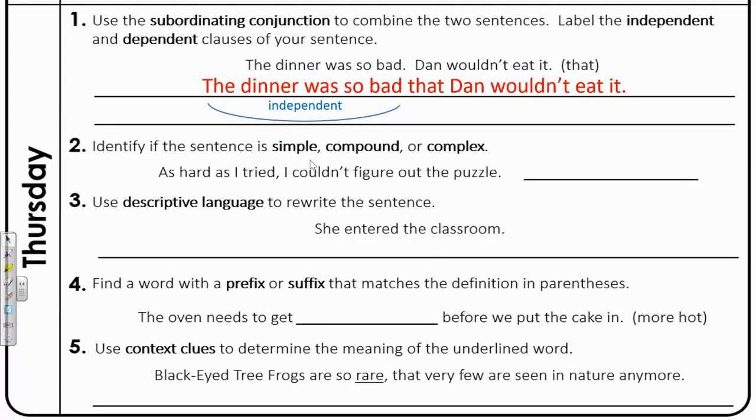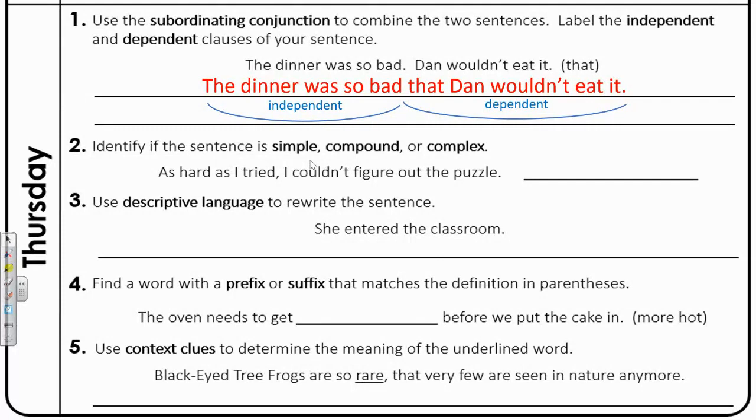Our other clause in that sentence now is that Dan wouldn't eat it. I think adding that word that in there makes it a dependent clause because now that is not a complete sentence, that Dan wouldn't eat it. So now we have our independent clause and then our dependent clause.